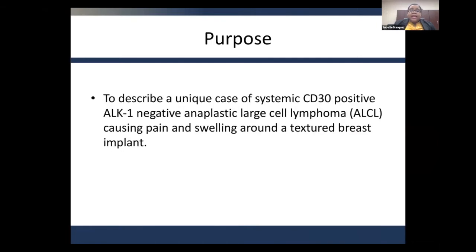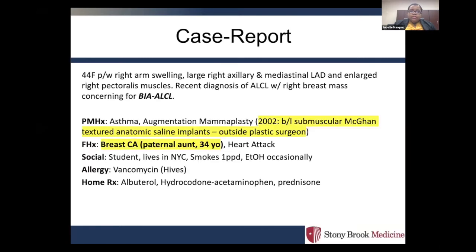Here we describe a unique case of systemic CD30 positive, ALK1 negative anaplastic large cell lymphoma that caused pain and swelling around a textured implant. This patient is a 44-year-old female who presented with right arm swelling, large right axillary and mesenteric lymphadenopathy, and enlarged right pectoralis muscles. She had a recent diagnosis of ALCL with her right breast mass concerning for BIA-ALCL. Of note, her past medical history was significant for placement of a textured implant in 2002 and a family history of breast cancer in a paternal aunt.